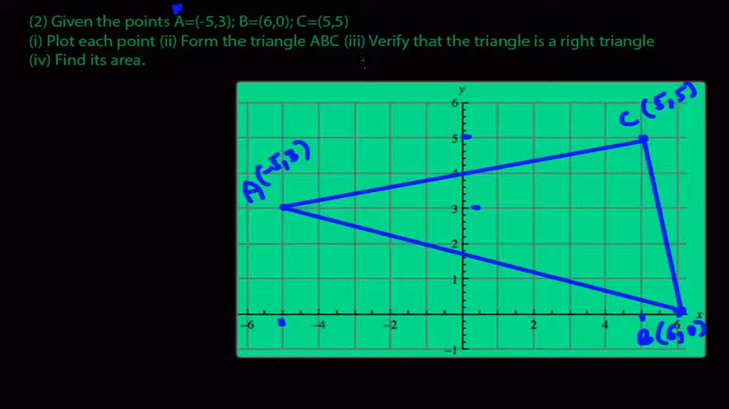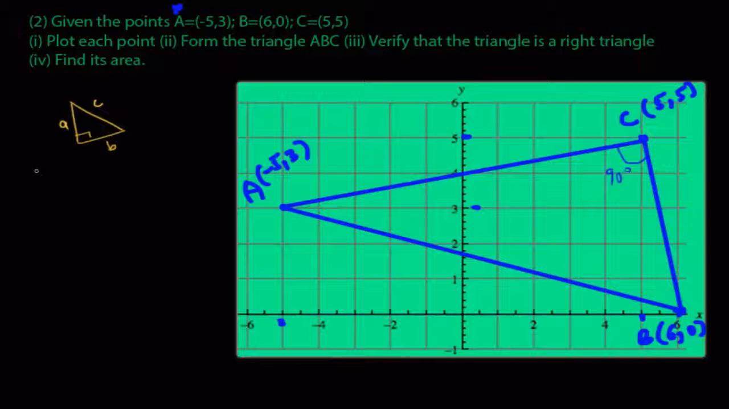So lastly, we are told to verify that the triangle is actually a right triangle. Now if you look closely, you would observe that the angle here looks like 90 degrees. Now to verify that this triangle here is a right triangle, we're going to rely on a particular theorem. And what is the theorem? So you recall that if you have a right triangle, assuming this is your right triangle, and maybe here is C, here is B, here is A.